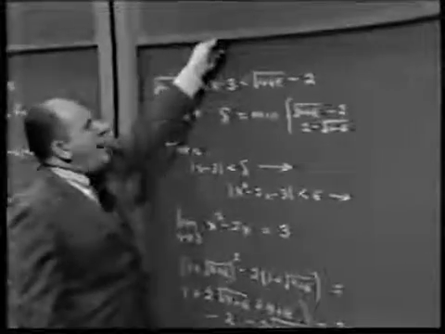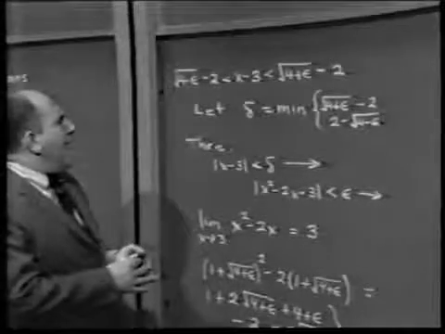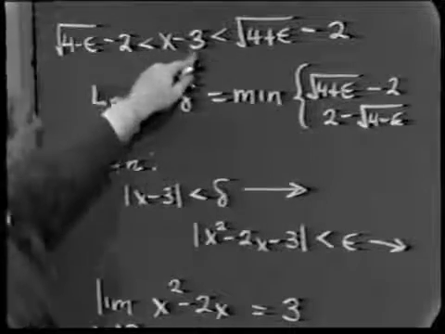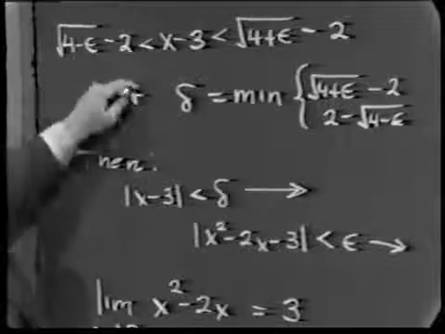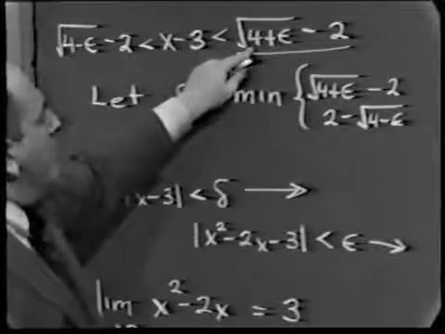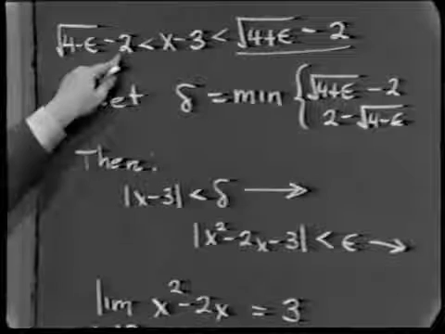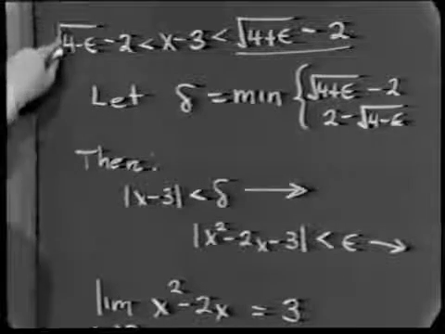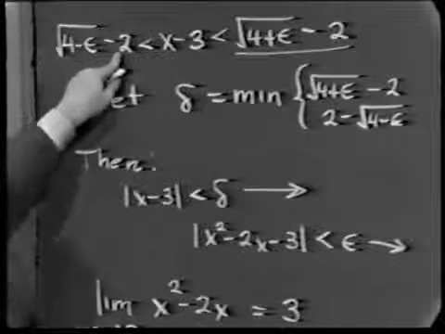You see, we didn't want to find where x was. We wanted to see where x minus 3 had to be. In other words, we're trying to find the delta. We know that x minus 3 is between these two extremes here. Consequently, and here's the place we have to be a little bit careful, this, of course, is a positive number because this is more than 2. This, on the other hand, is a negative number because 4 minus epsilon is less than 4, so its square root is less than 2. So if I subtract 2 from it, it's a negative number.